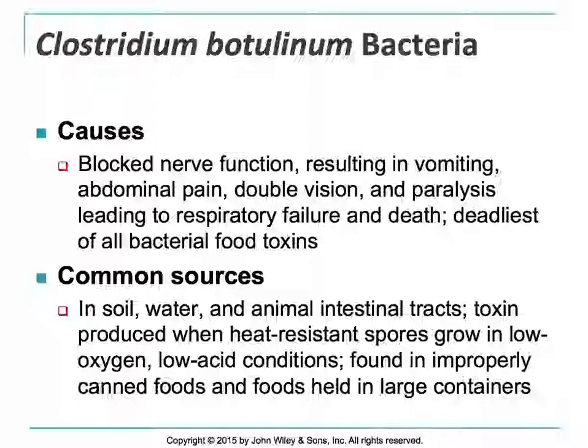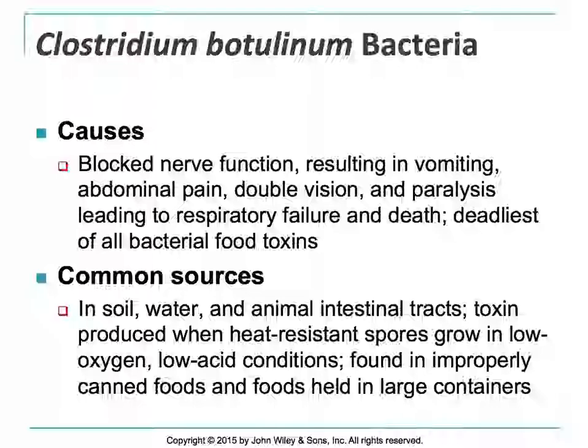Clostridium botulinum causes blocked nerve function, resulting in vomiting, abdominal pain, double vision, and paralysis, leading to respiratory failure and death. And it is the deadliest of all bacterial food toxins. Common sources: it's in soil, water, and the intestinal tracts of animals. Toxin is produced when heat-resistant spores grow in low oxygen, low acid conditions.